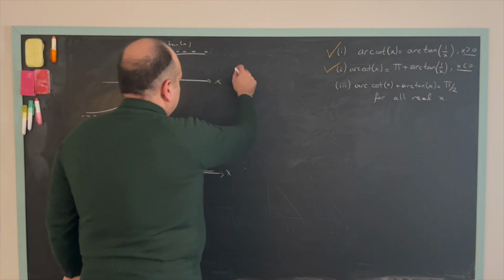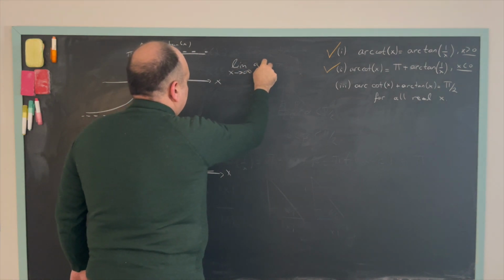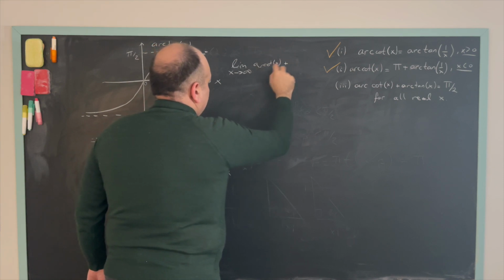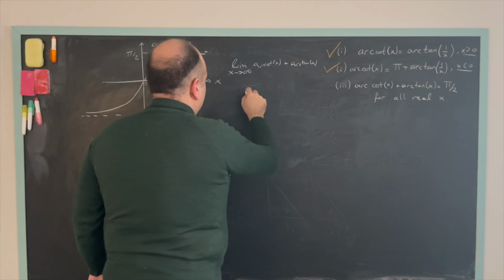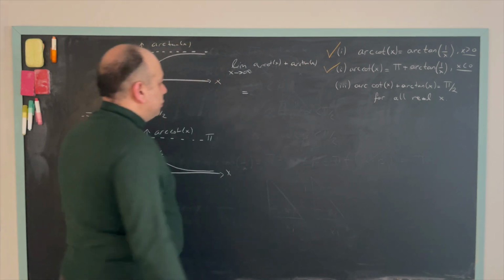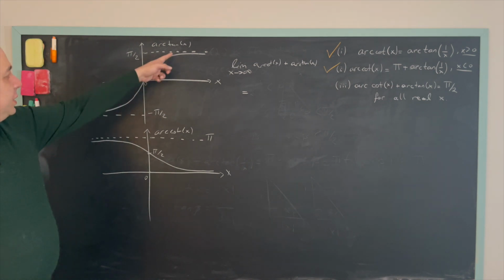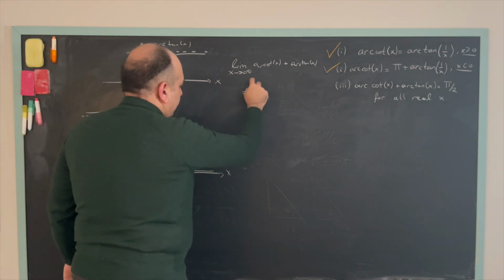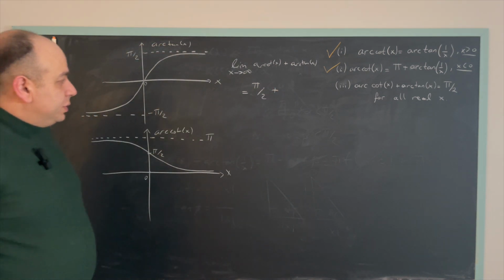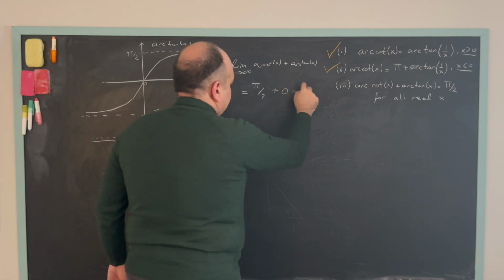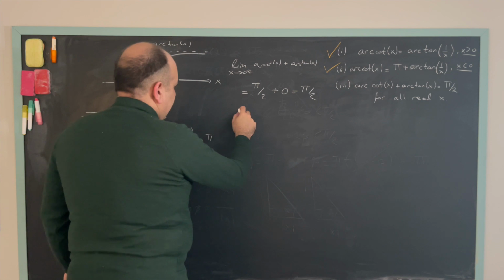Okay, so the limit when x goes to infinity, what is arccotangent x plus arctangent x? So this limit is equal to, when x goes to infinity, arctangent x goes to pi over 2, plus arccotangent x goes to 0. So as you see, this limit gives me pi over 2. This is good.